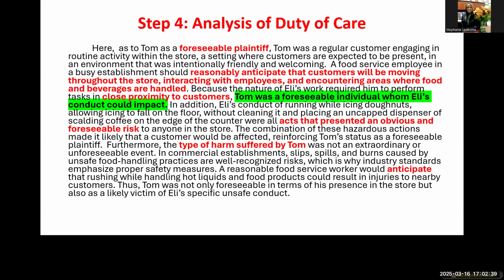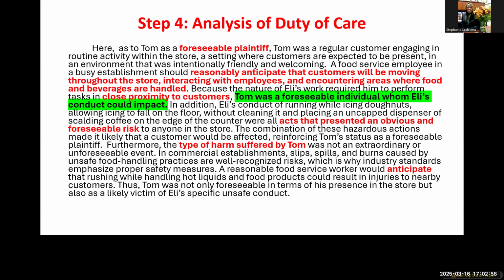So all of these things put together go down to my next to last sentence, where I say a reasonable food service worker would anticipate that rushing while handling hot liquids and food products could result in injuries to nearby customers.